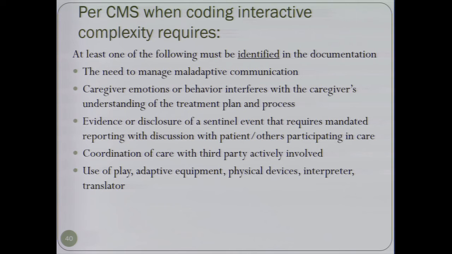So you might want to start thinking about having a little drop-down menu that says, oh, they're angry, they're hostile, they're in denial, what's going on with that patient. Caregiver emotions, that husband, that wife, that significant other is interfering with that plan or is causing more problems than help. Okay? Evidence of disclosure of a sentinel event. That requires either discussion or reporting or integrating that a sentinel event occurred.